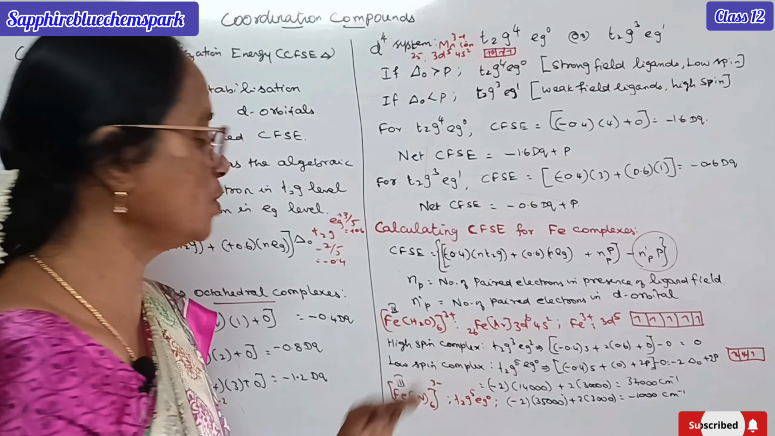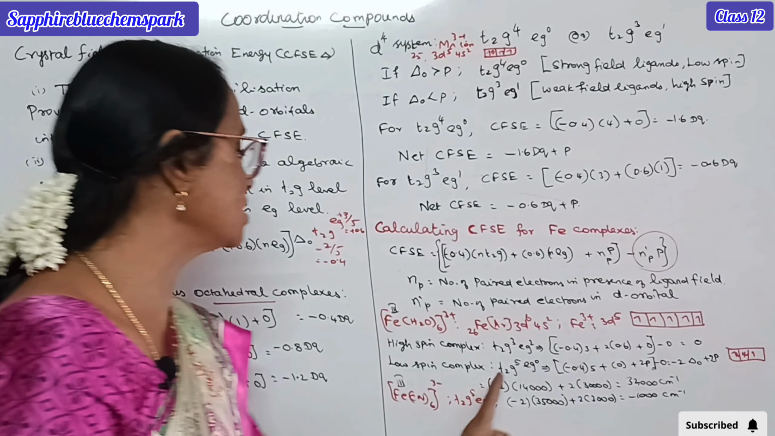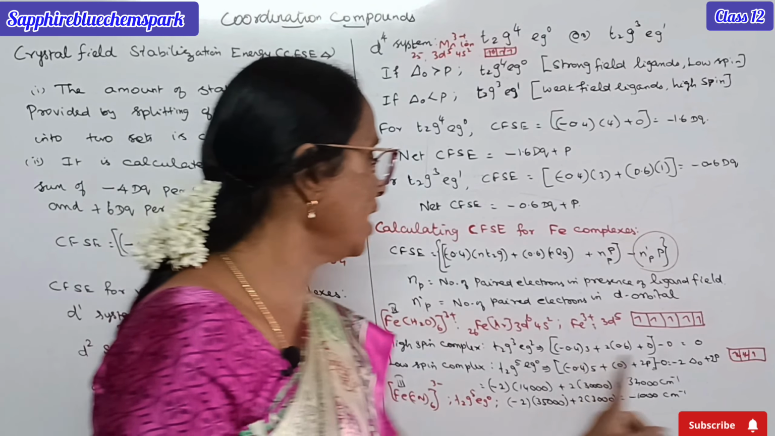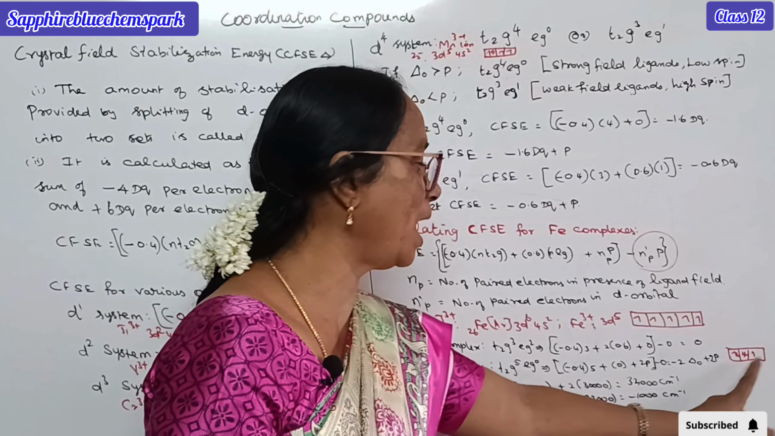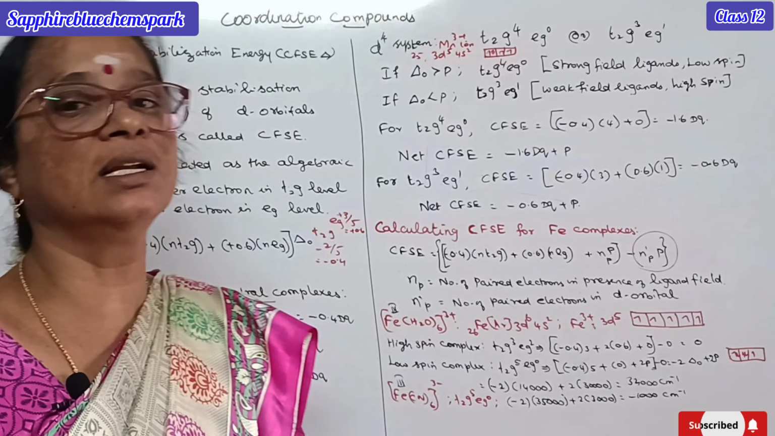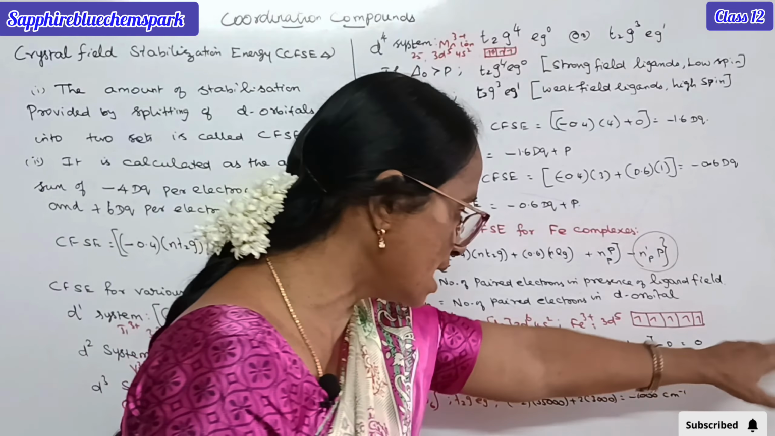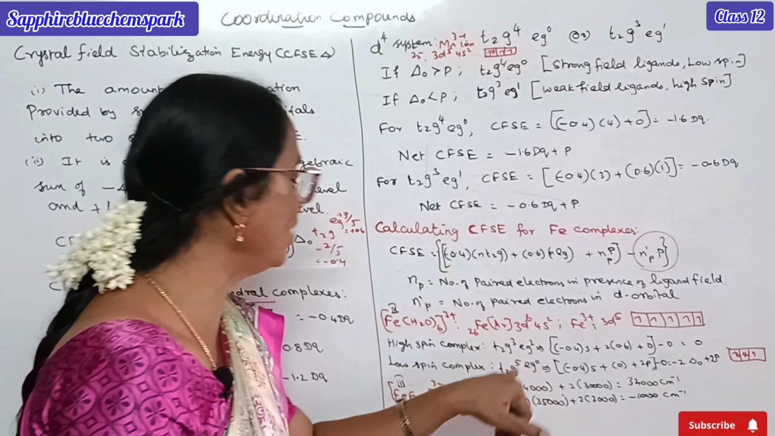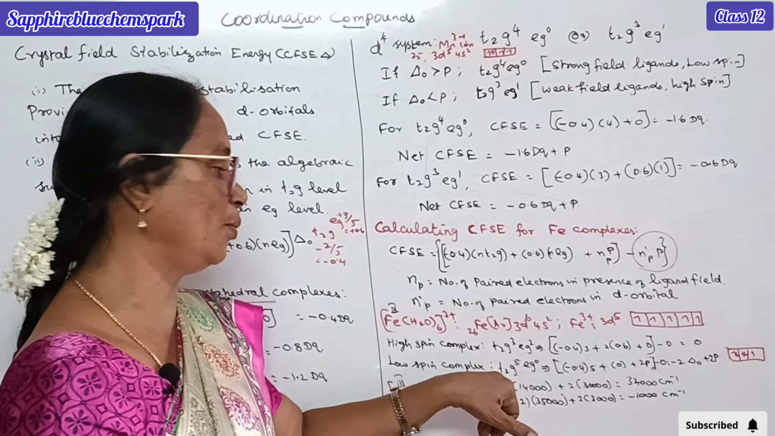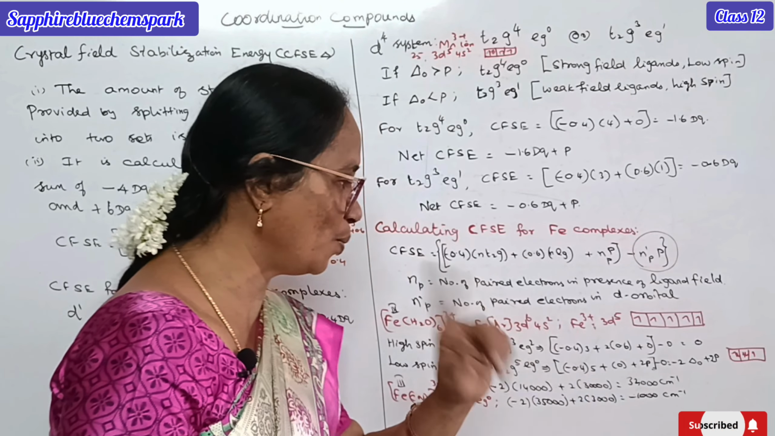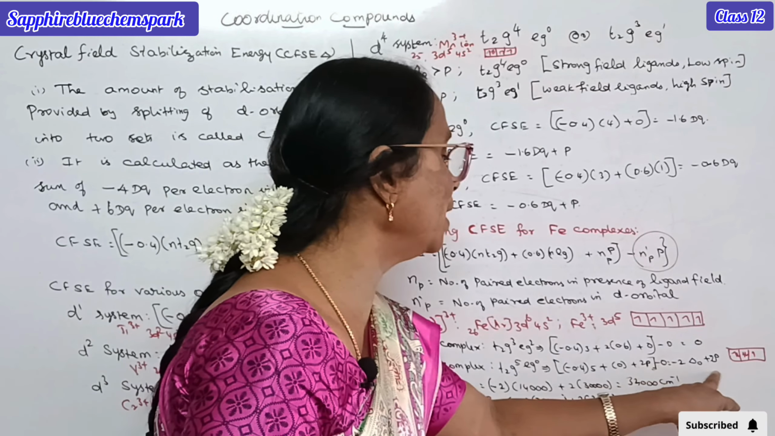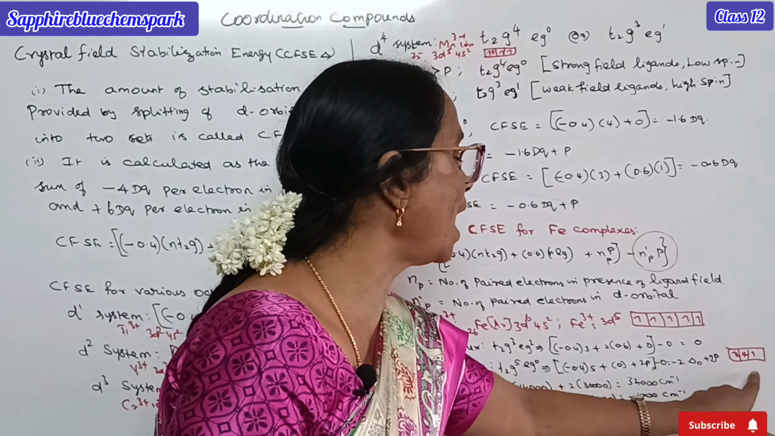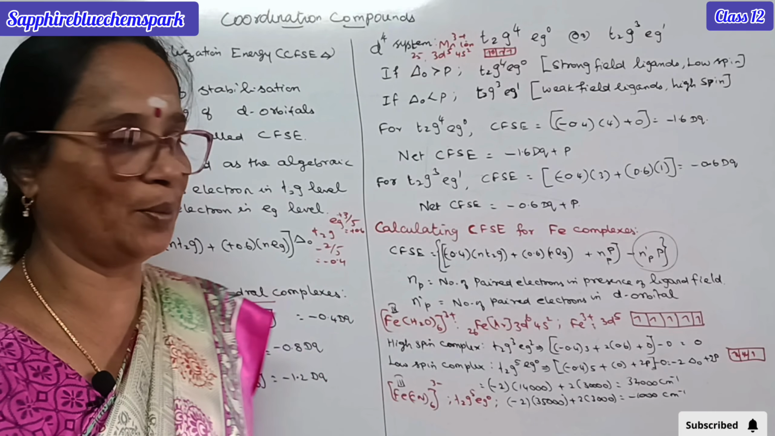Let us take the low spin complex. In the low spin complex, the t2g orbital has 5 electrons. So out of 5 electrons, 2 of them get paired. The third orientation has the singlet electron. So now you can find all the 5 electrons in the t2g orbital. This becomes equal to minus 2 del naught plus 2P. Why 2P? Because of the presence of 2 paired electrons in the t2g orbital.